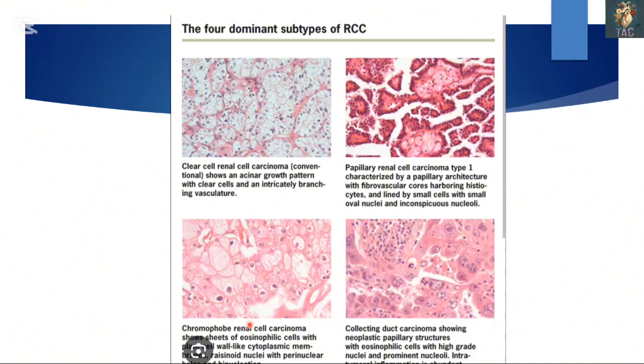In chromophobe variant, we have pale cells with demarcated borders but a nucleus with perinuclear halo. It means there is an area of clearing around nuclei, perinuclear halo for chromophobe renal cell carcinoma. In this rare variant of renal cell carcinoma known as collecting duct carcinoma, we have irregular tubules in desmoplastic stroma. You can appreciate over here eosinophilic bands of fibrous tissue, that is desmoplastic stroma.